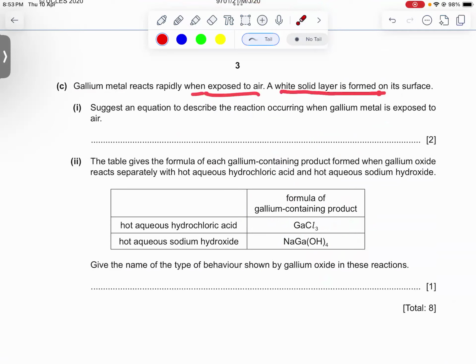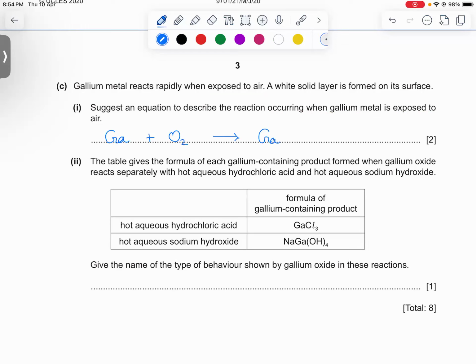A white solid layer is formed on its surface. Suggest an equation to describe the reaction occurring when gallium metal is exposed to air. So they're saying that it reacts when it is exposed to air. So who does it react with when it is exposed to air? It's obviously going to be reacting with oxygen. So to write the equation, we will write gallium reacting with oxygen, and it's going to give gallium oxide.